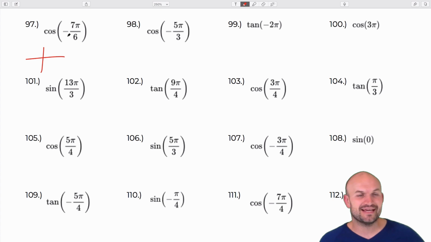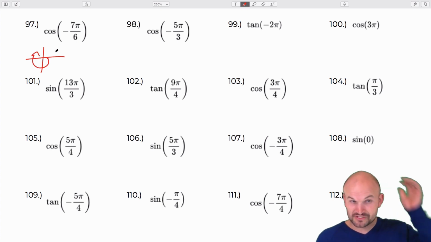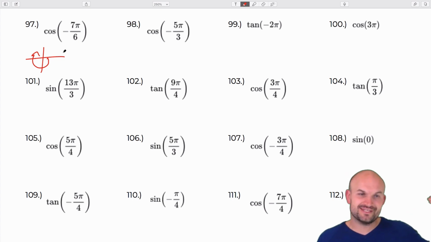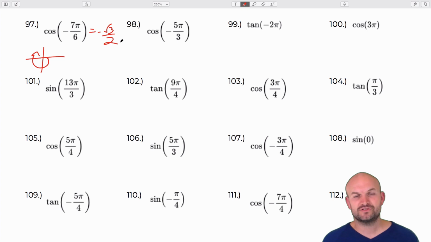All right, so negative 7 pi over 6, let's see, that's over there. That's in the second quadrant, so cosine's negative. Reference angle is pi over 6, so therefore that's going to be a negative square root of 3 over 2.